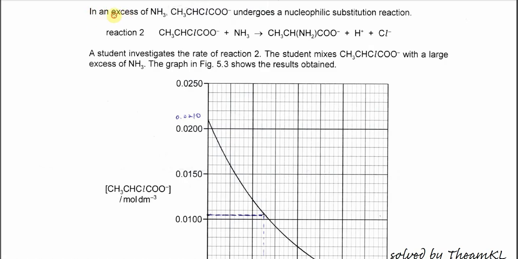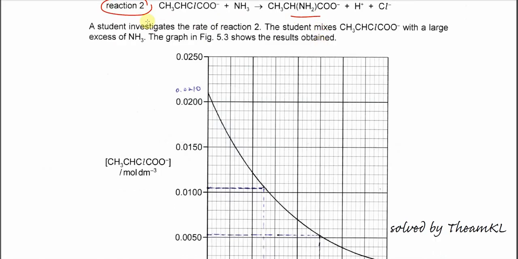Next, in an excess of ammonia, these carboxylates or these anions undergo nucleophilic substitution. This is something you learned in the AS last time. So this is reaction 2, which shows the reaction between the ammonia and this anion to form this one. A student investigated the rate of reaction 2. The student mixed the anion with a large excess of the ammonia.